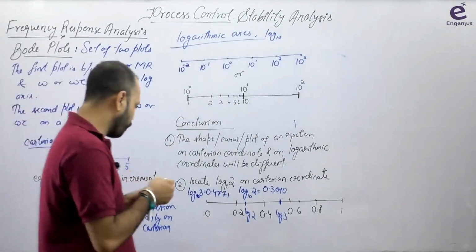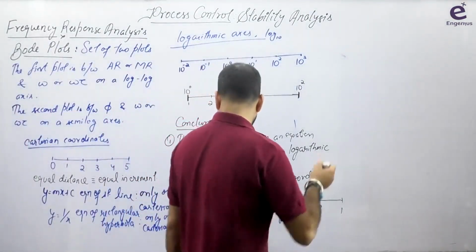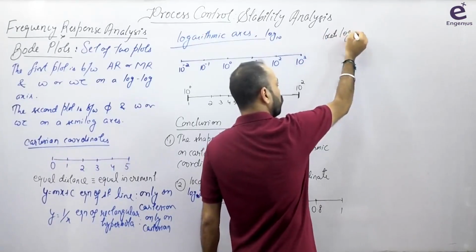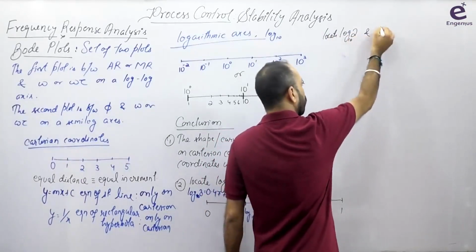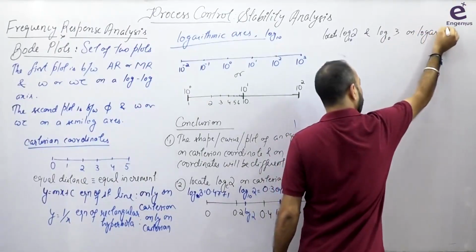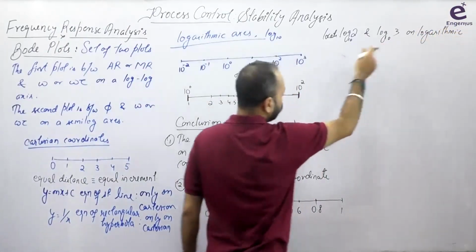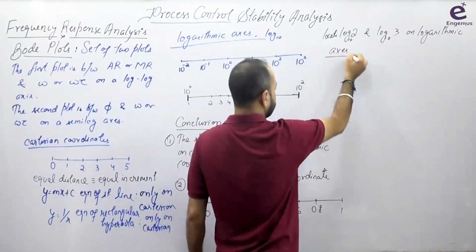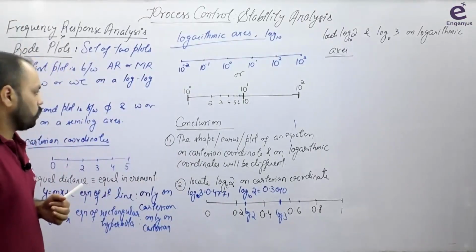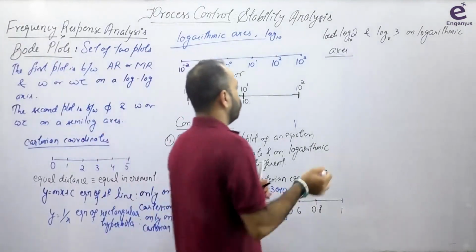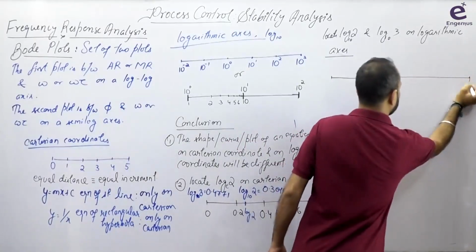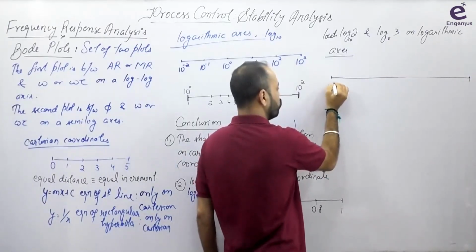Now the question is, suppose we have to plot log 2 and log 3 on logarithmic axis. Locate log 2 to the base 10 and log 3 to the base 10 on logarithmic axis. Now you will see how I am going to do this, log 3 on logarithmic axis. Okay? Locate log 2 and log 3 on logarithmic axis. So first of all, let us make the axis. Okay, suppose this is 10 raised to the power 0, which is 1.